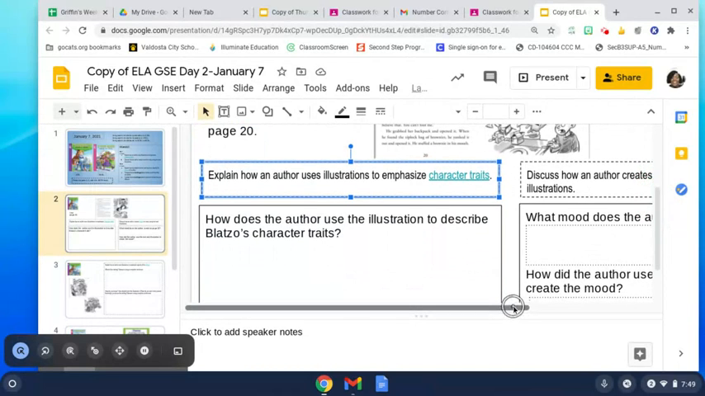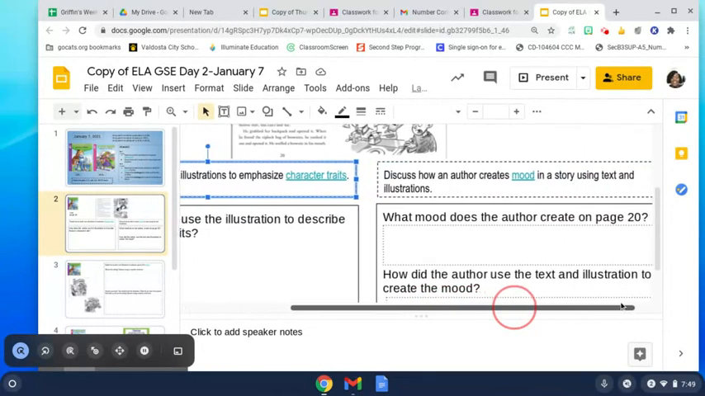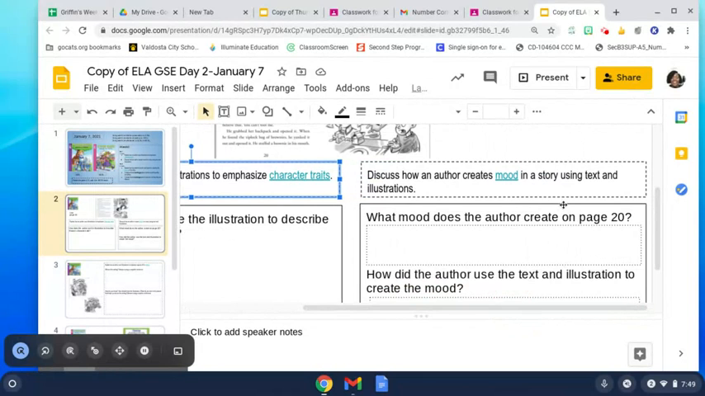Then you are going to watch the video about mood. Okay. To find out what emotion the author creates on page 20. So what mood does the author create on page 20? You will type one word in there. Okay. Might be sad, suspenseful, humorous.